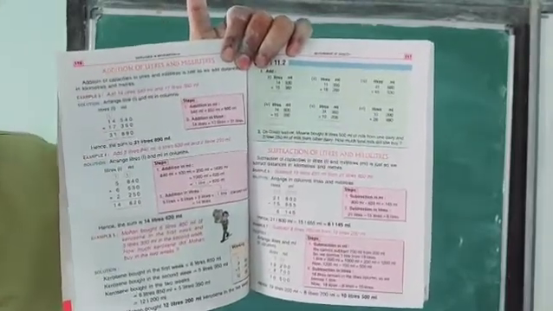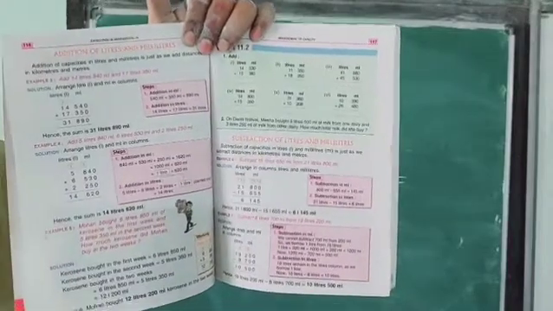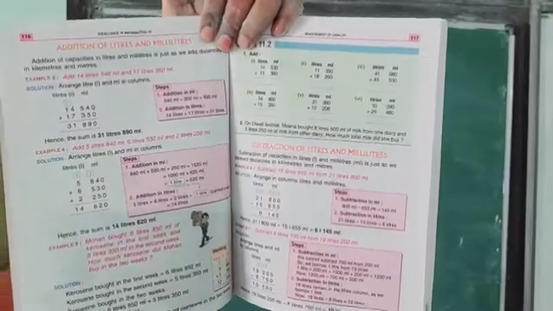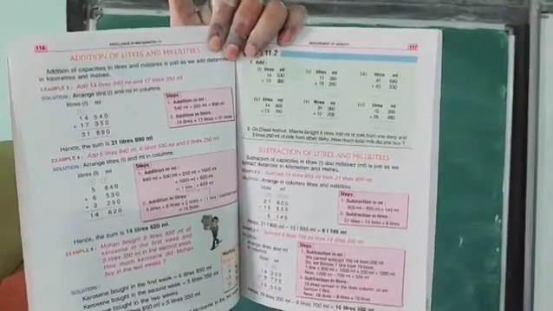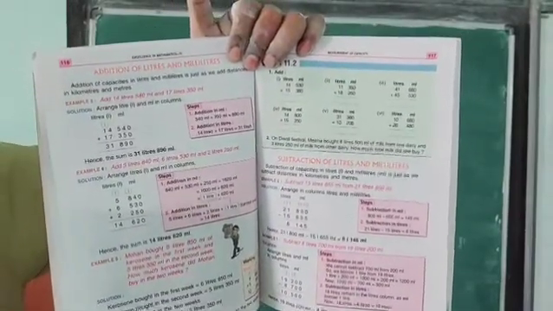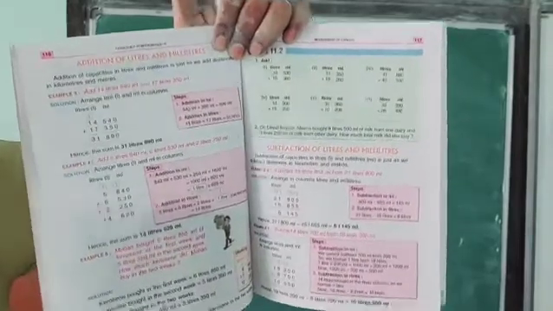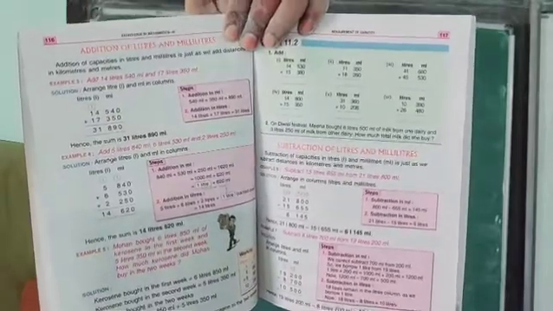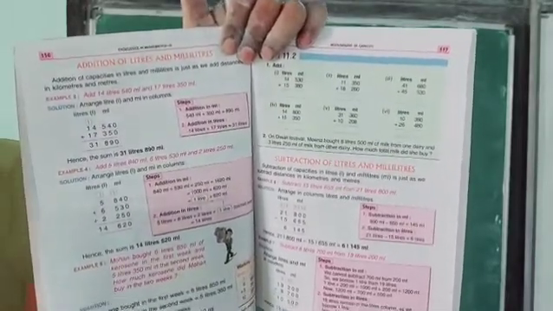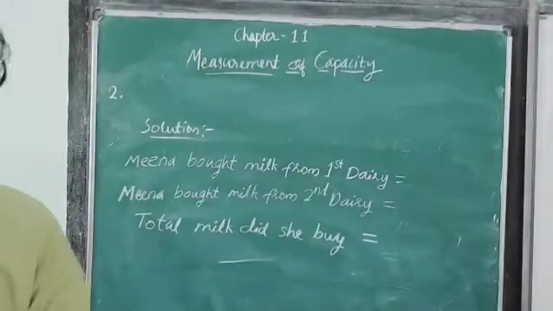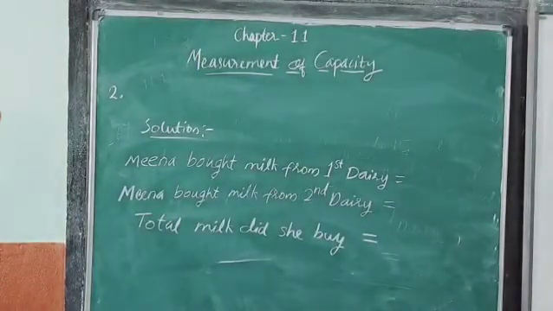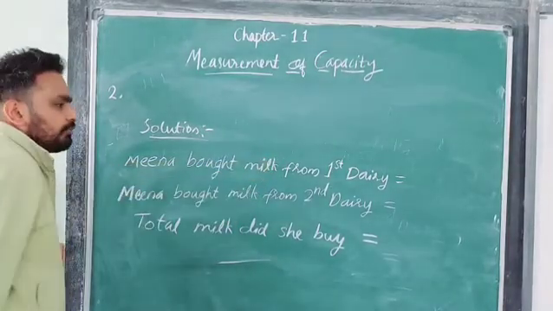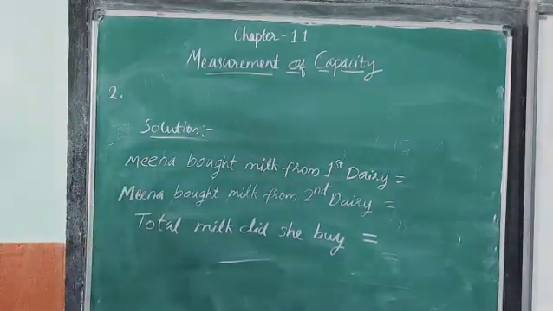This is a question. So what is the first sentence here? Meena bought milk from first dairy is equal to. That is the first sentence. And what is the second sentence? Meena bought milk from second dairy is equal to. That is the second sentence. So here you can see the first sentence is Meena bought milk from first dairy.